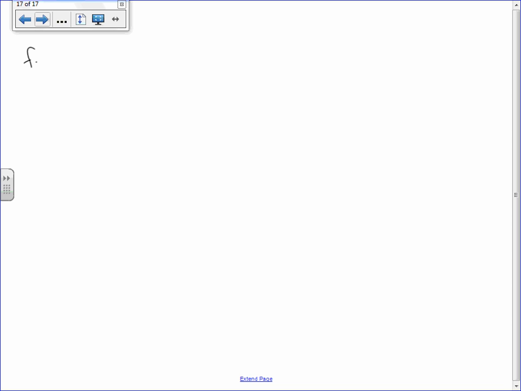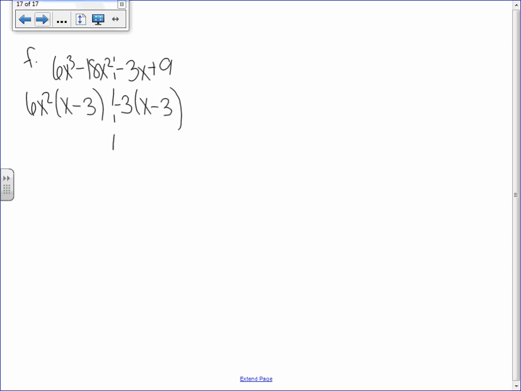F gives me 6x cubed minus 18x squared minus 3x plus 9. On the left, I have a GCF of 6x squared, and I'm left with x minus 3. And on the right-hand side, I'm going to pull out a negative because my first term has a negative, and I'm going to pull a negative 3 and be left with x minus 3. So overall, I have a GCF of x minus 3, and I'm left with the 6x squared minus 3.